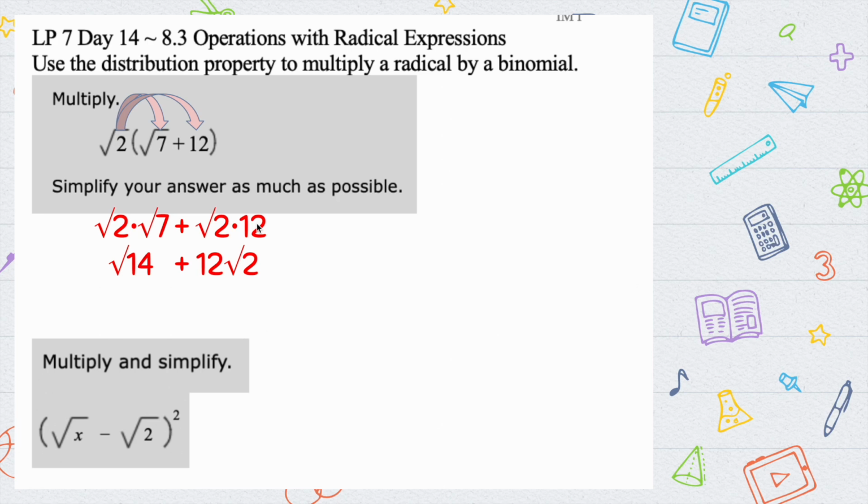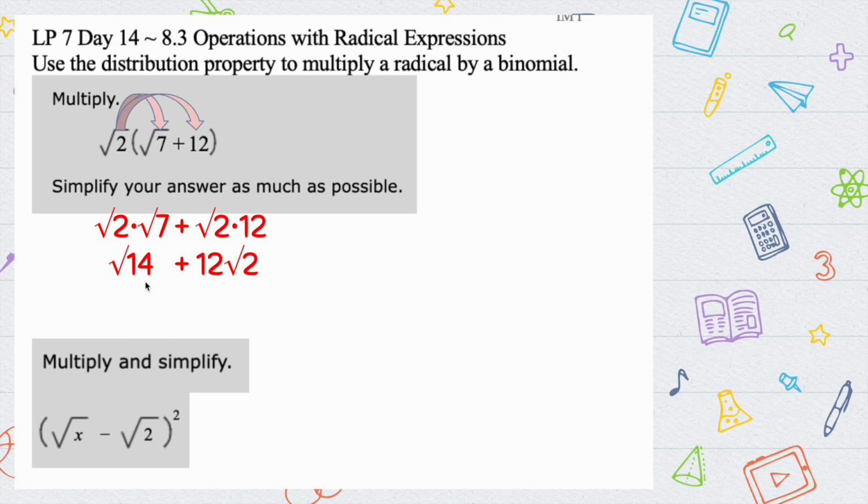I cannot multiply the 2 and the 12 in this case. I have to leave them separate. I do squish them together just like I would with a coefficient of a variable. But I can't actually multiply and get 24 because one's a radical and one is not. Okay, so be careful about that.